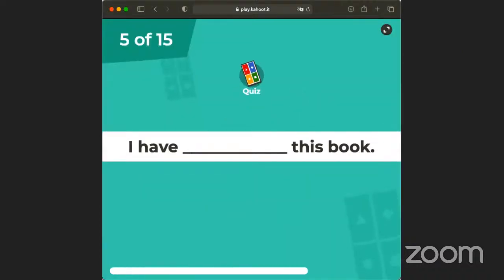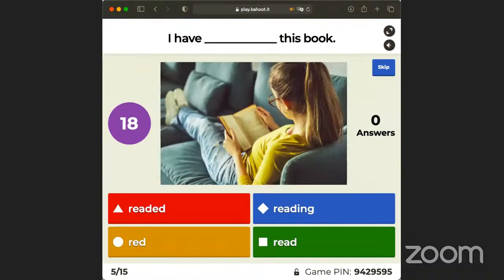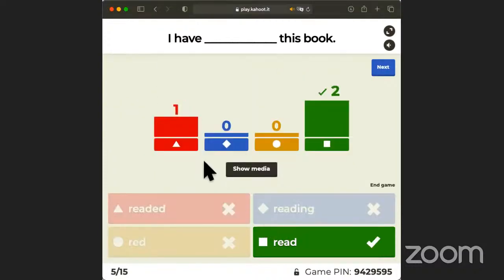Okay, I have read, reading, read. All right, Jana, can you read the sentence with the correct verb here, please? I have read this book. Great, great job, guys.